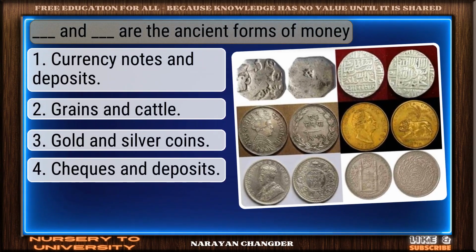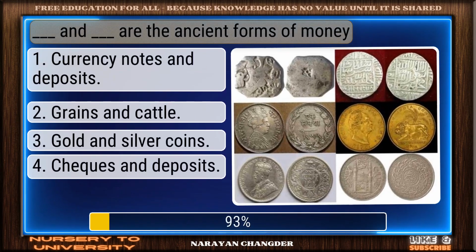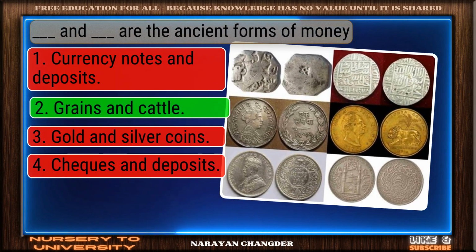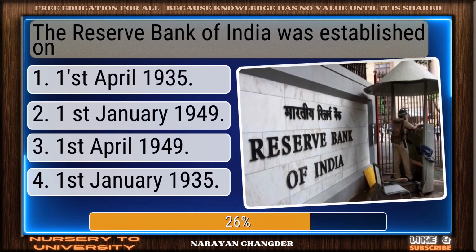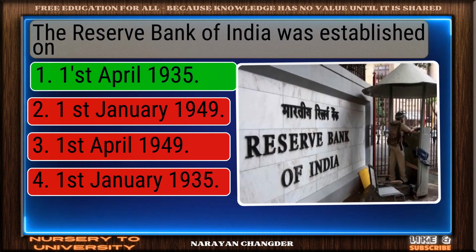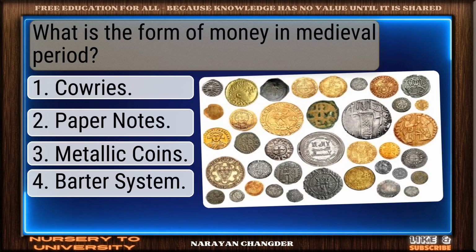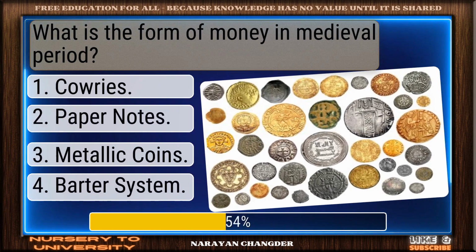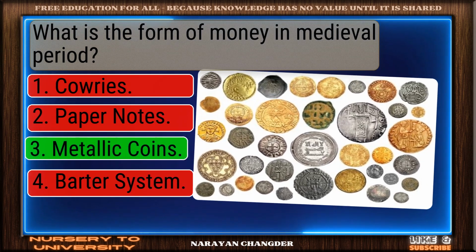Dash and dash are the ancient forms of money. You chose grains and cattle. Correct. The Reserve Bank of India was established on... Solid response. 1st April 1935 is valid. What is the form of money in medieval period? Good job. Metallic coins works well.